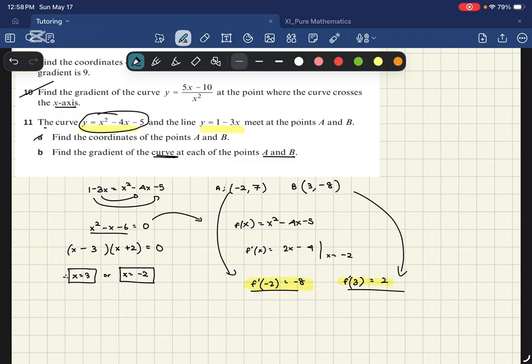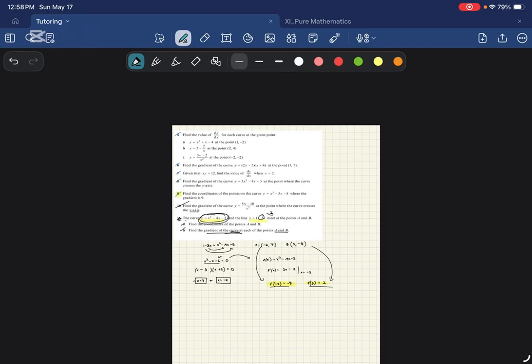So it says find the gradient of the curve. The gradient of the line is always a constant, minus 3. Right? mx plus b. All right. So we're done with 11. Yeah, don't use this one. My bad. I misread the question. Okay.